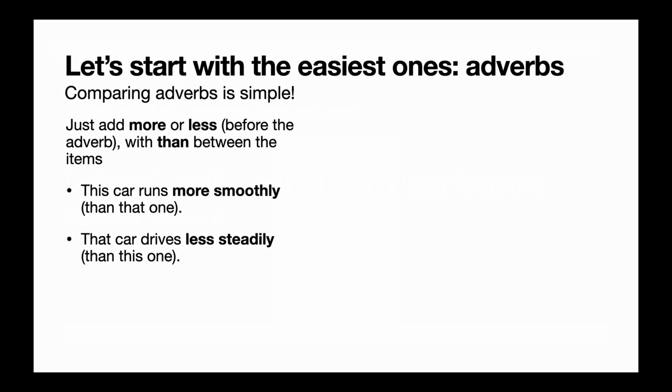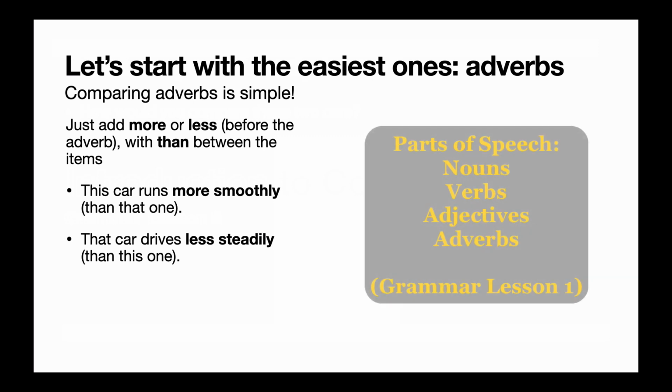Okay, so to talk about comparatives, we're going to break it down by parts of speech, right? Like adverbs, verbs, nouns, adjectives. So if you don't remember the parts of speech, you should review Grammar Lesson 1, where we talk about the differences between the parts of speech. And that's why we talked about that in the first lesson, because we are going to need to know the difference in them for all of these things.